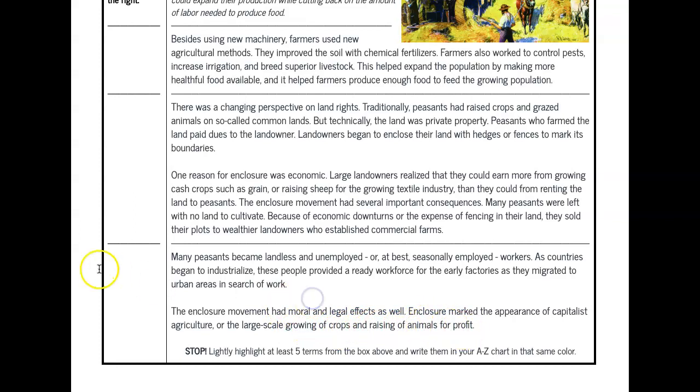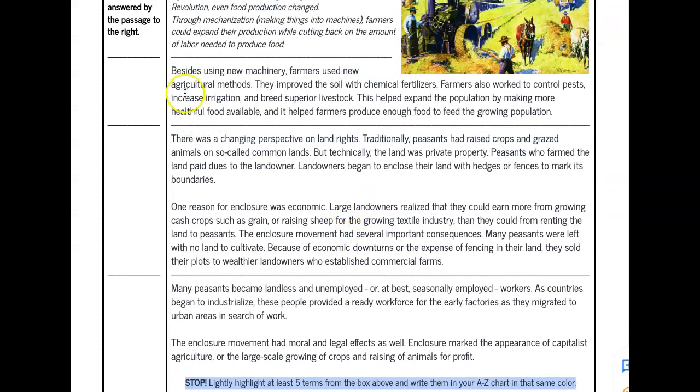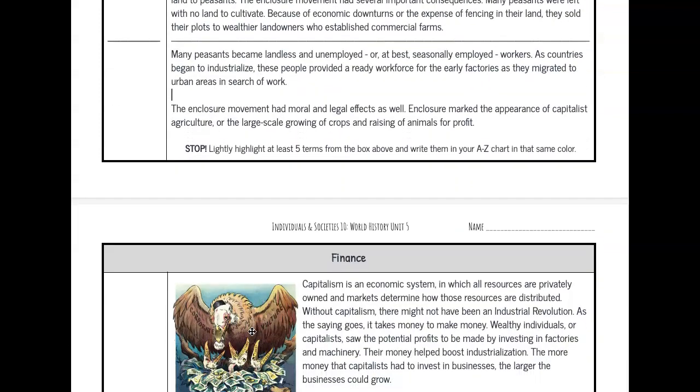Again, pause here, write your question, underline the answer, and then stop finally and highlight at least 5 terms from anything in this section above. Put them in that color that you chose and write them in your A through Z chart. The next video will discuss finance and big business.